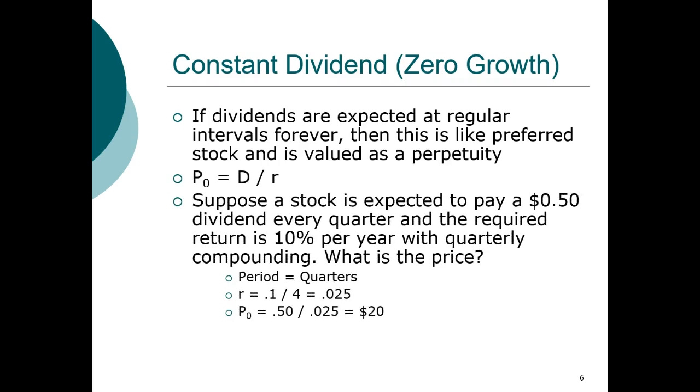So let's take a look at a stock. Let's say you have a stock that pays 50 cents in dividend every quarter, and the required return on this stock is 10% per year. And since you receive dividend on a quarterly basis, the 10% needs to be converted into a quarterly rate. So 10% per year translates into, since there are 4 quarters per year, 2.5% per quarter.